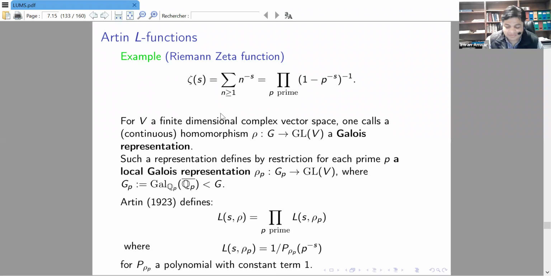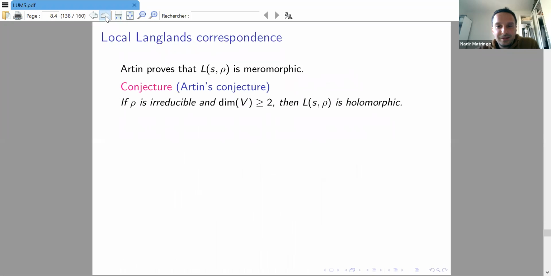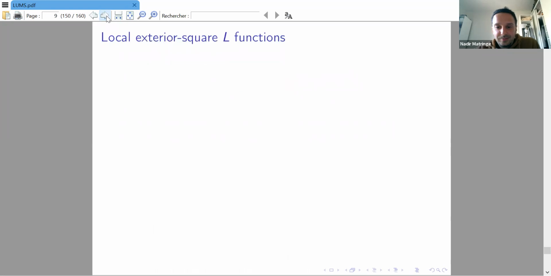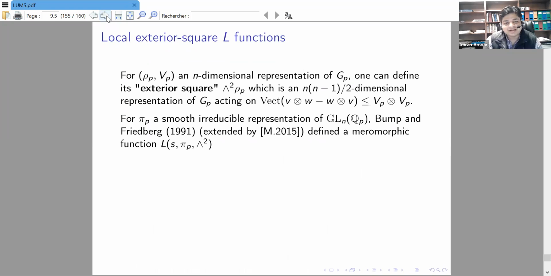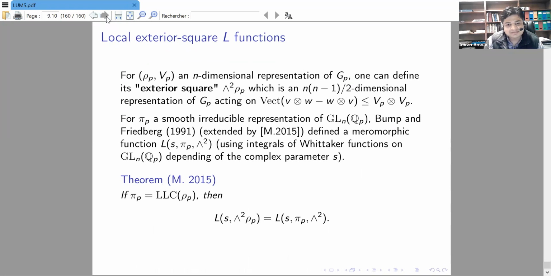Okay, and one more thing, if you go to your last slide, the local exterior square function, I do not get this group action. This G_p is acting on which set? So G_p is acting on V_p, right? You have a linear action initially, rho_p, which is an action of G_p on V_p.